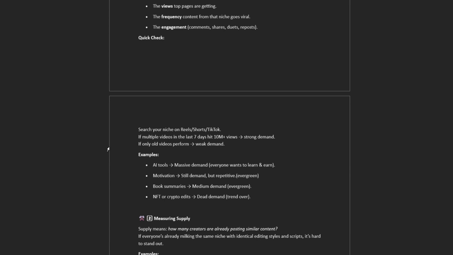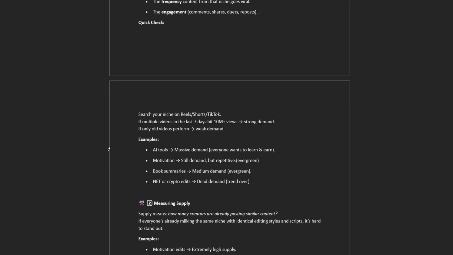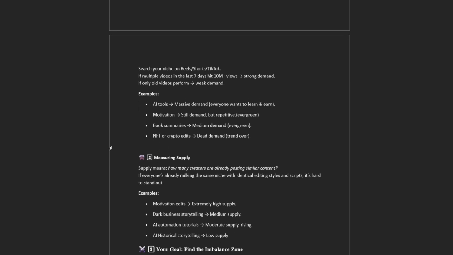Let me give you some examples. AI tools right now have massive demand. Everyone wants to learn them and earn money from them. Motivation still has demand, but the supply is quite high, though the niche is evergreen. Now let's talk about something like crypto edits or NFTs. It's basically dead now. The trend is over.